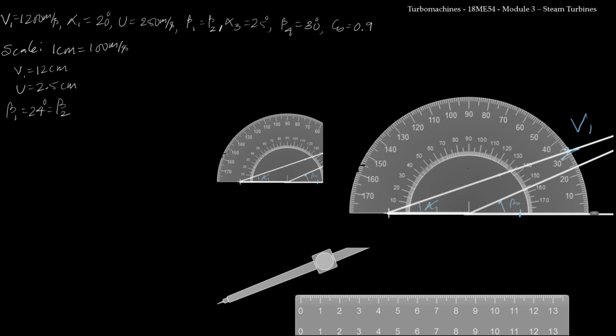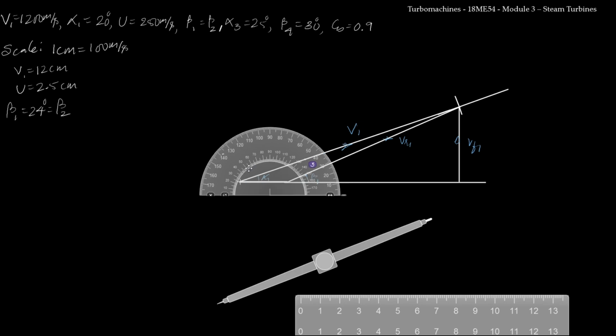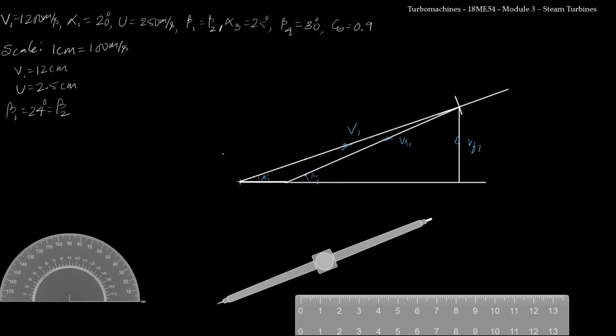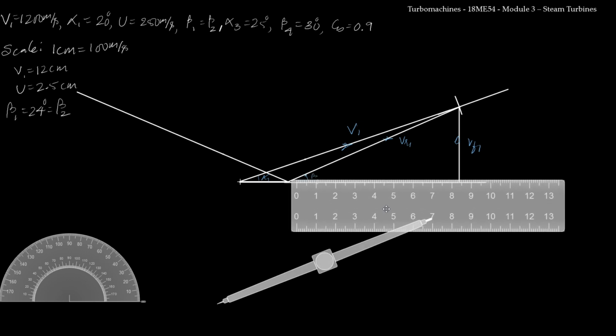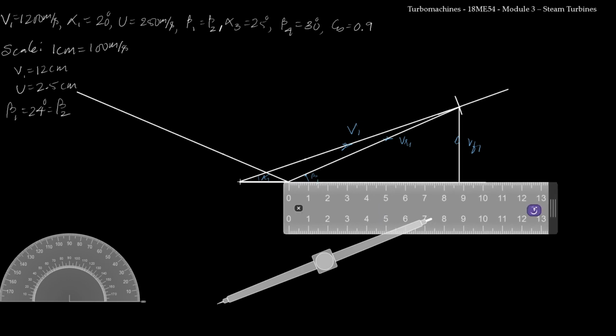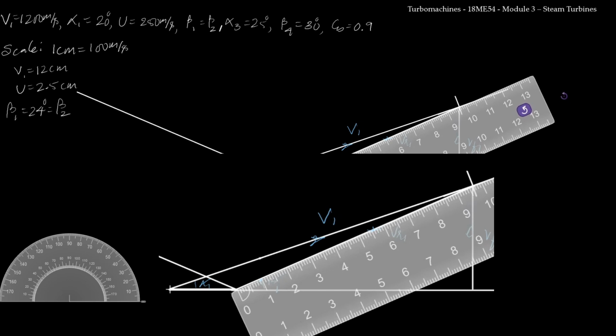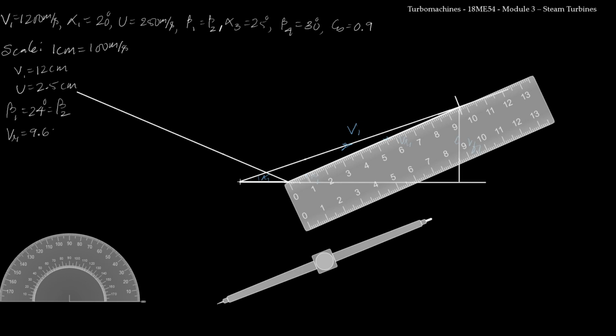This is 10, 20 and 24 somewhere here. Okay, now I have marked 24 degree. Then I'll construct a straight line from here which passes over the marking. Again, I will not worry about the length. Now I need to measure the length of VR1. For that purpose, I will place the scale here and then rotate it. So the length of VR1 is approximately equal to 9.6 centimeters.